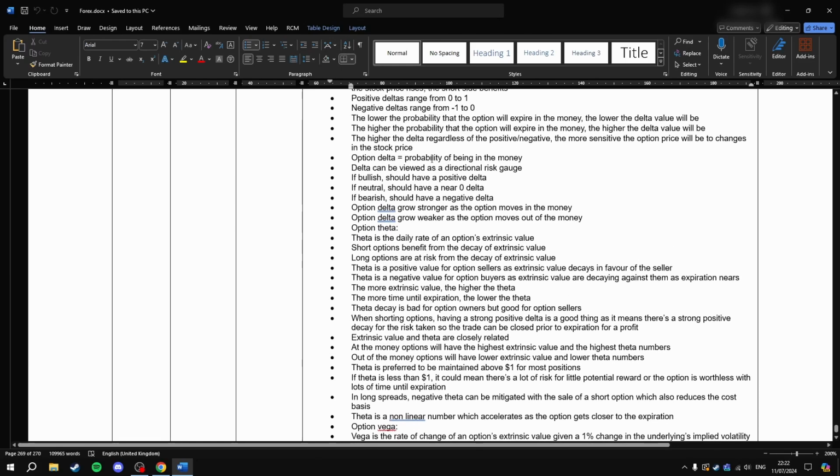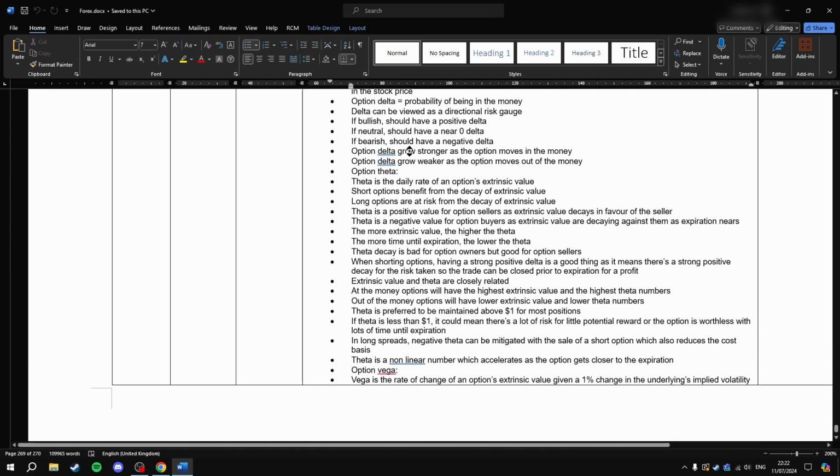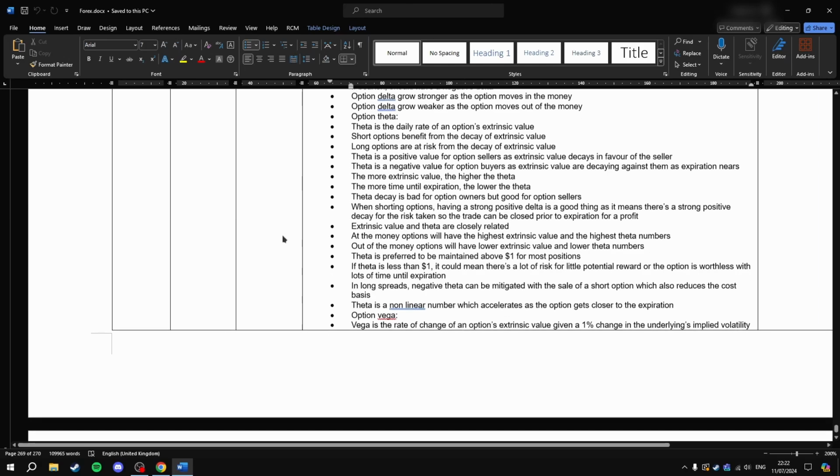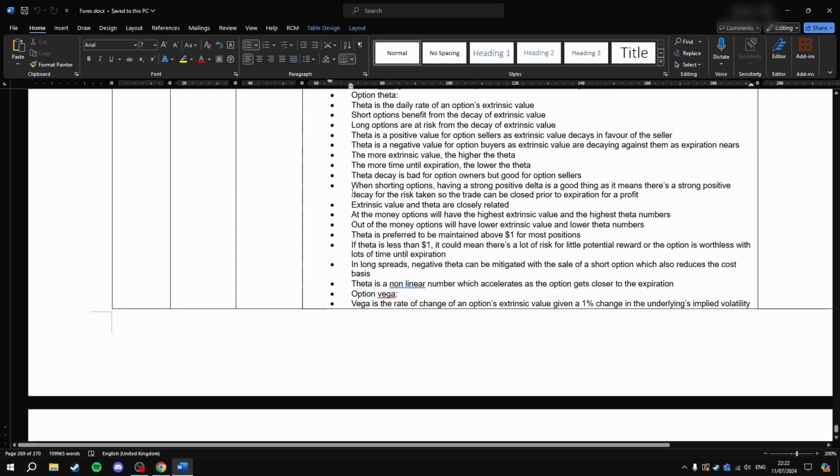So delta can be viewed as a directional risk gauge. If bullish, should have a positive delta. If neutral, should have a near zero delta. If bearish, should have a negative delta. Option delta grows stronger as the option moves in the money and grows weaker as the option moves out of the money. So that's for option delta.